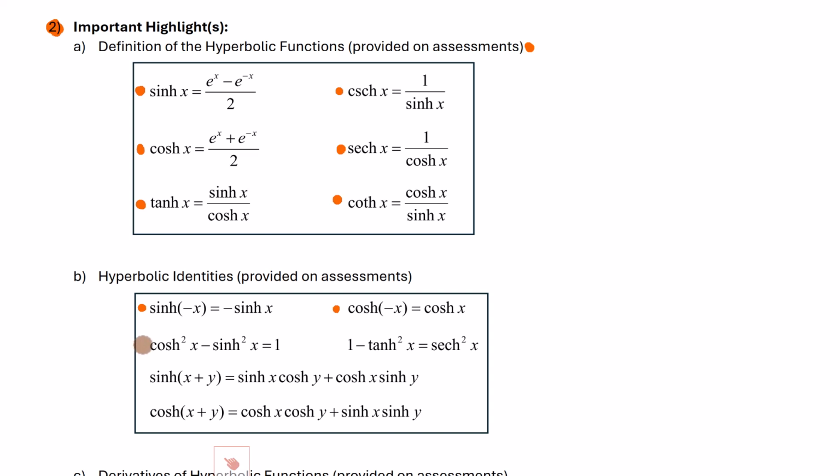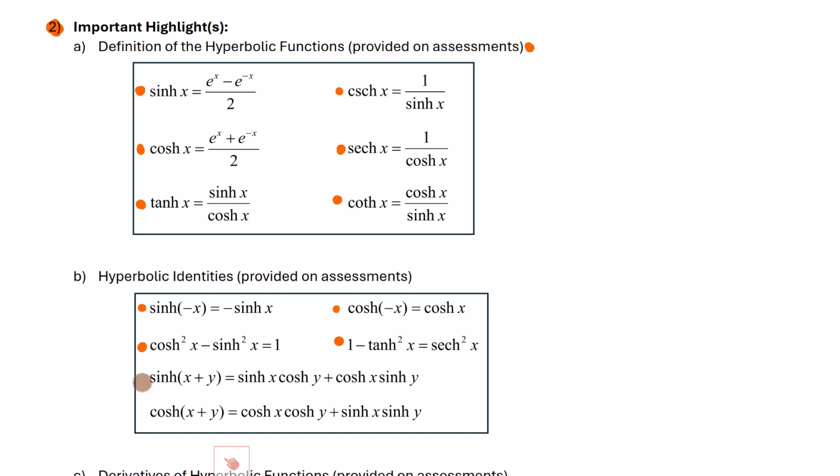Moving on, cosh squared of x minus sine hyperbolic squared. So cosh squared minus sinh squared of x equals 1. Now that does look similar to some trig, but you'll notice this one has a minus instead of a plus, which is what we're used to seeing in the Pythagorean identity of trigonometry. Moving on, 1 minus tangent hyperbolic squared of x, so 1 minus tanh squared of x is equal to secant hyperbolic squared of x, again resembling the trig identities that would involve tan and secant.